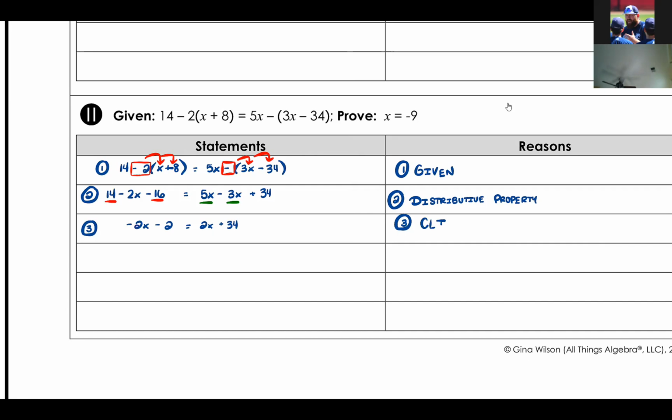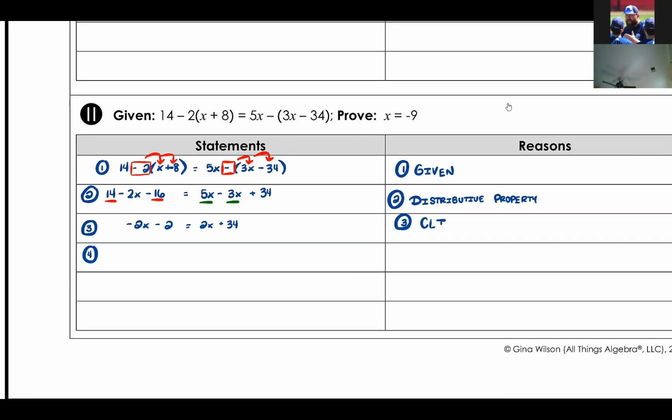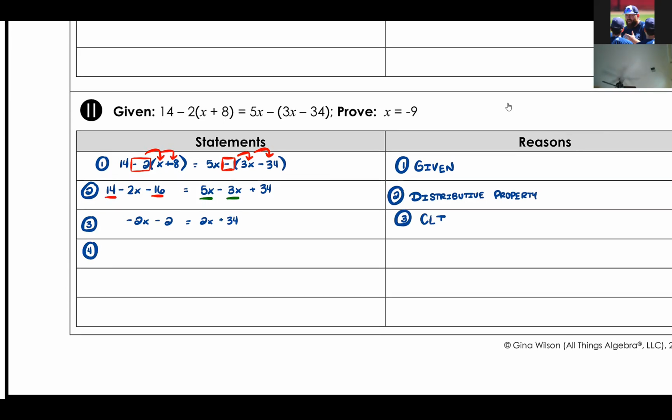What do y'all want to do next? This is where you guys could have something different than what everybody else has, and that's okay. What do y'all want to do next? You want to add 2 to both sides? So you're going to take the guy on the left and add it to the right? That's fine. So we add, because you like the little positive numbers, right? That's fine. So I get -2 equals 2x plus 34. What's our justification? What did we change? We used addition. Yep, addition property of equality.